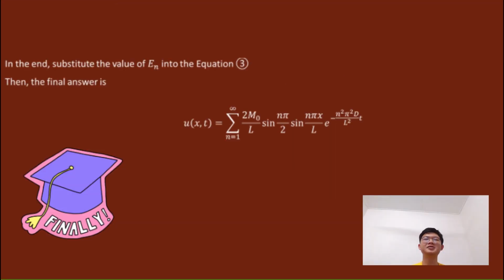In the end, substitute the value of En into equation 3. Then the final answer we will get is the function of u with variables x and t equals the summation from n equals 1 to infinity of 2m0 over L times sine n pi over 2 times sine n pi x over L times exponential to the power of negative n squared pi squared d over L squared t. That's all for me. Now I will pass the mic to the next person.